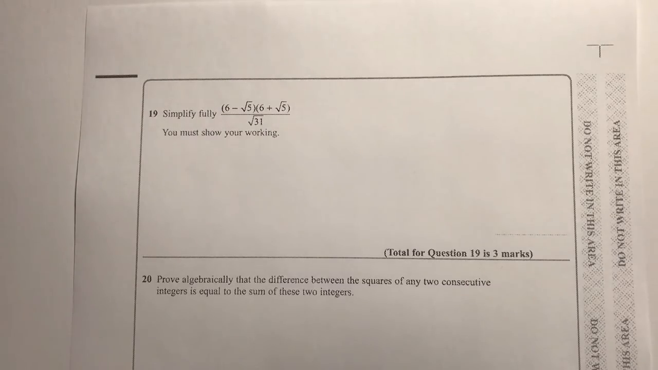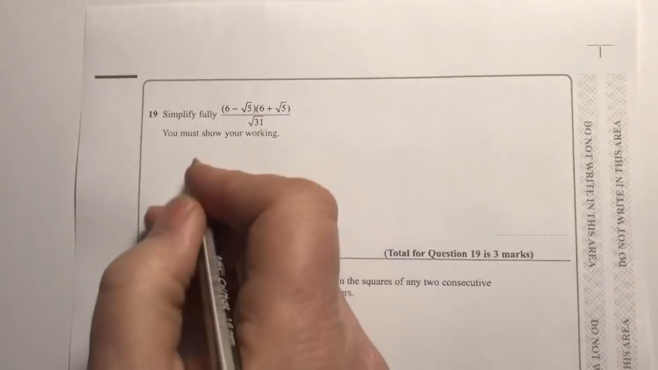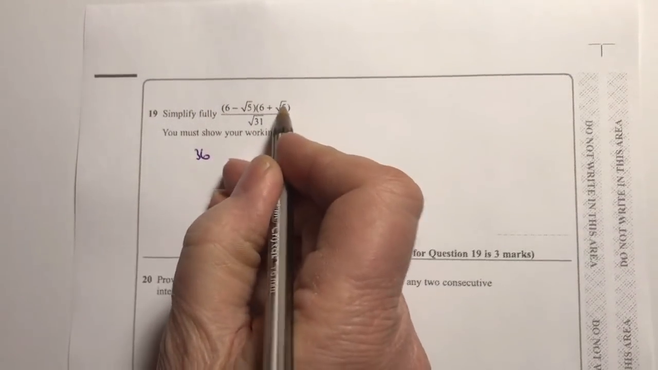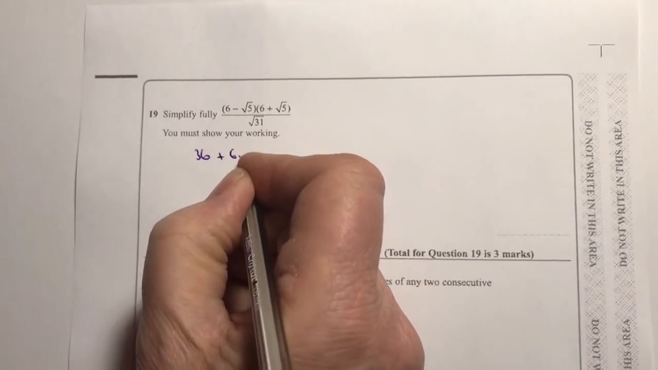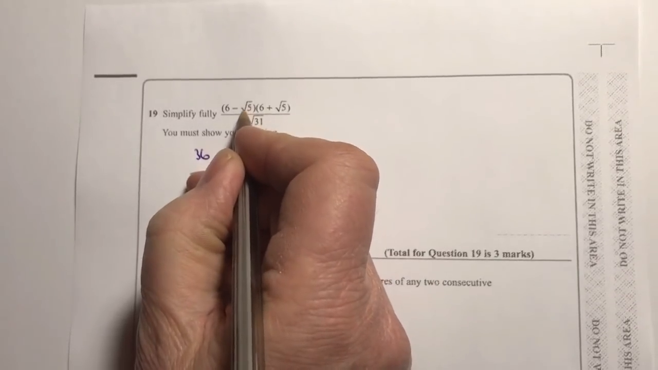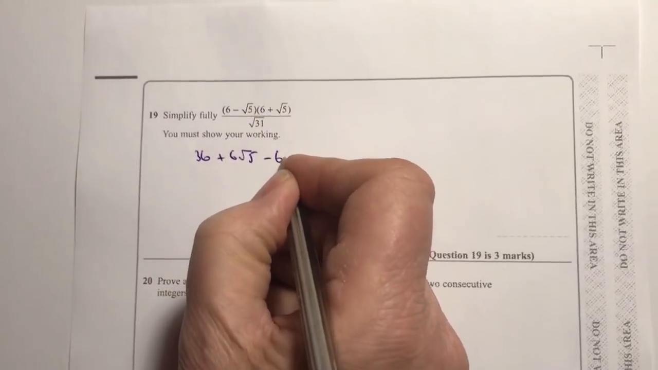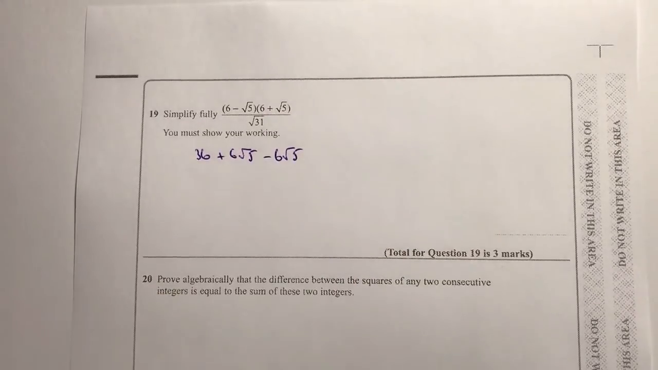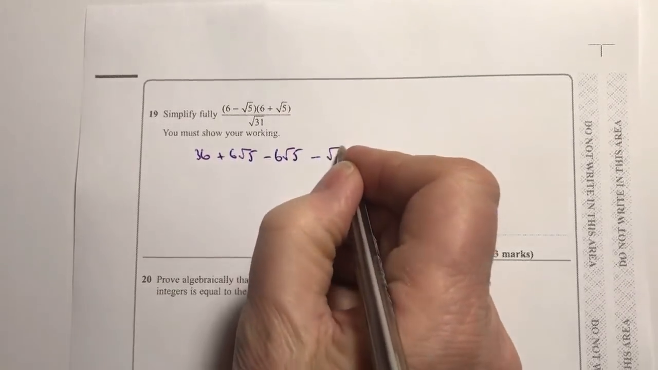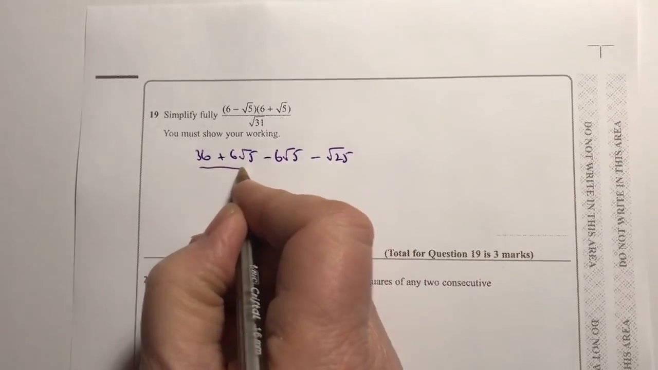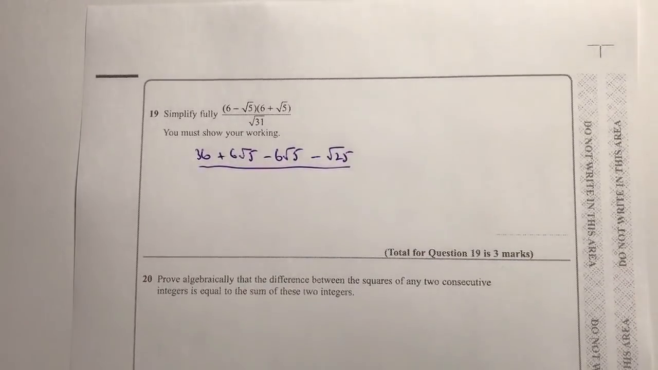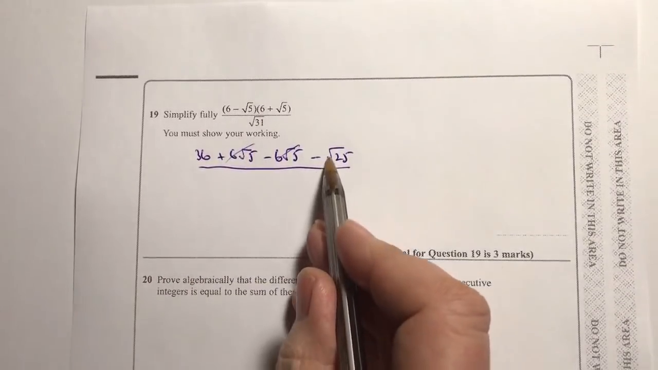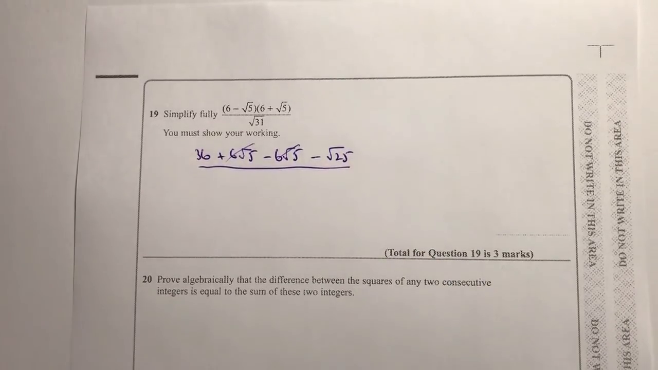We'll just multiply it out. We've got 6 times 6 is going to be 36, and then 6 times plus root 5 is plus 6 root 5. And then minus root 5 times 6 is minus 6 root 5. And then we've got minus root 5 times plus root 5. Well, that's going to give us minus root 25. Now, hopefully you can see that this top bit of it is going to cancel out. And also this minus root 25, that's the same as saying minus 5, because the square root of 25 is 5.